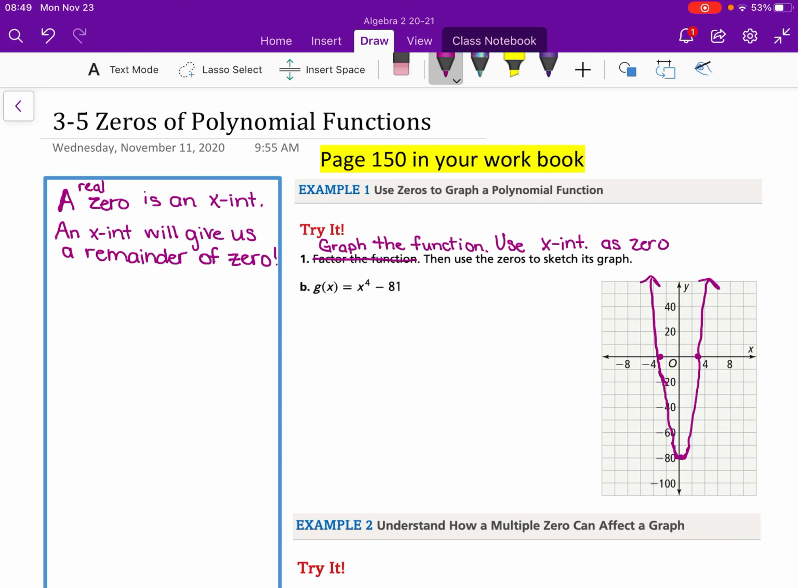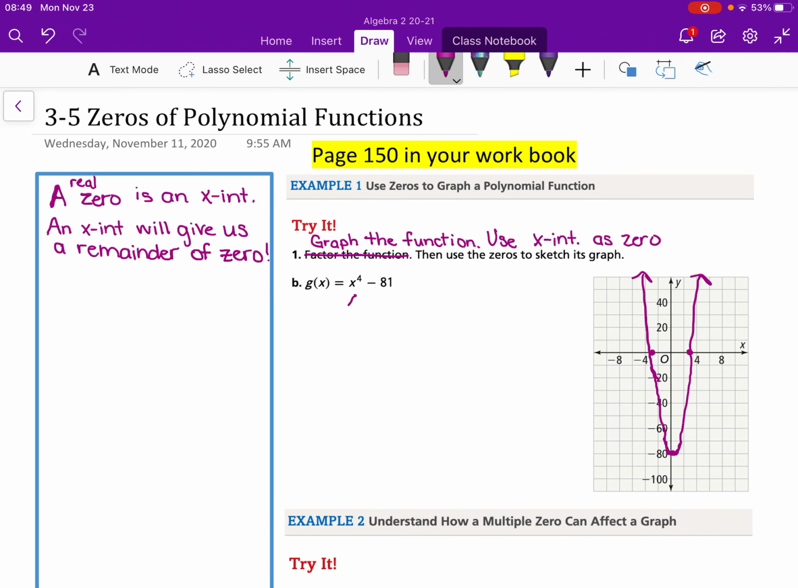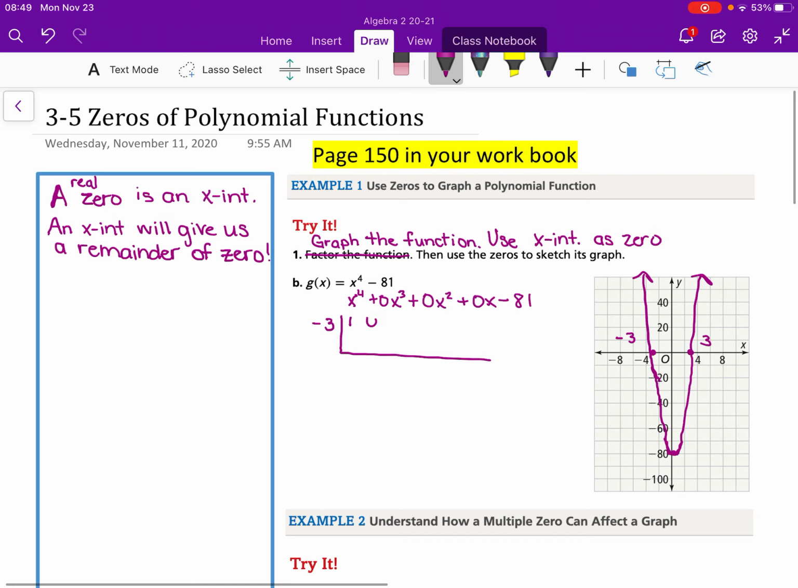So what we're going to do is rewrite this so that it's x to the 4th plus 0x cubed plus 0x squared plus 0x minus 81. Because I am going to divide that by one of the x-intercepts. It doesn't matter which one, but I'm going to divide by that. And then my numbers are 1, 0, 0, 0, -81. So it's very important that you have already watched 3-4 video, because if you have not watched 3-4, then this one, you have no idea what that box I just made is.